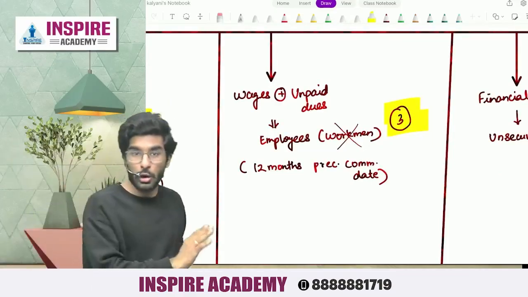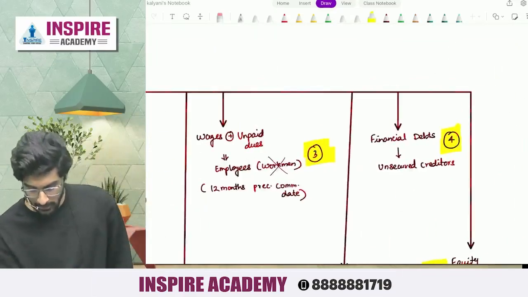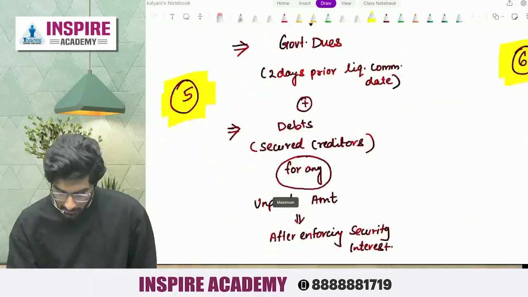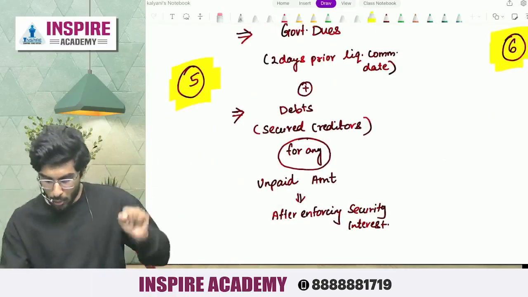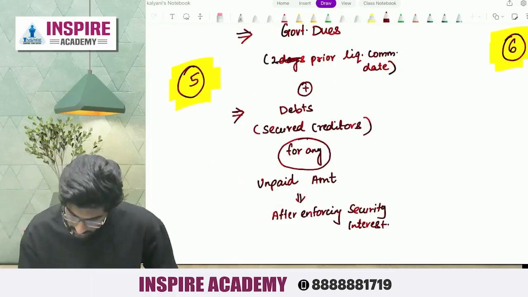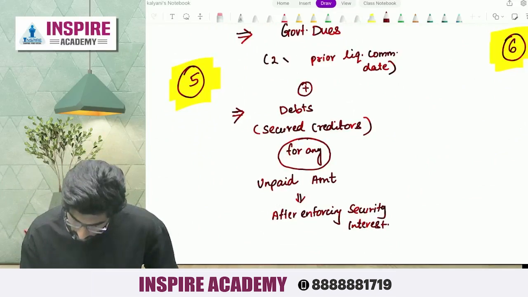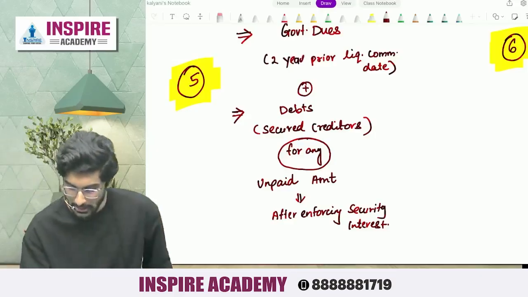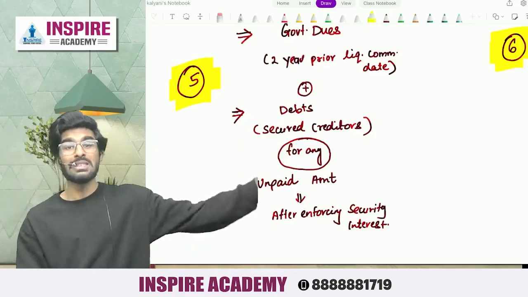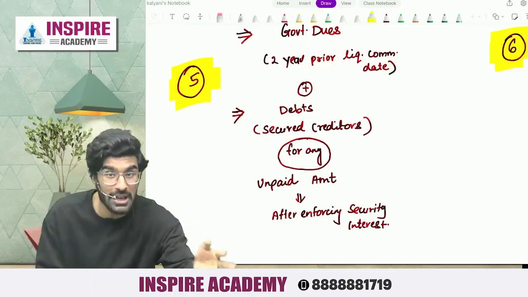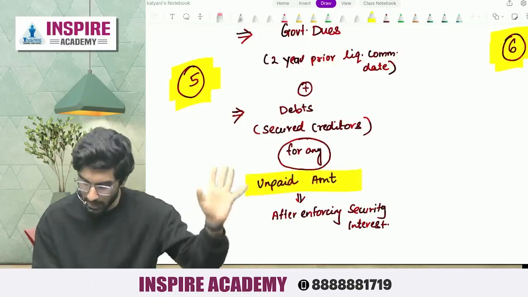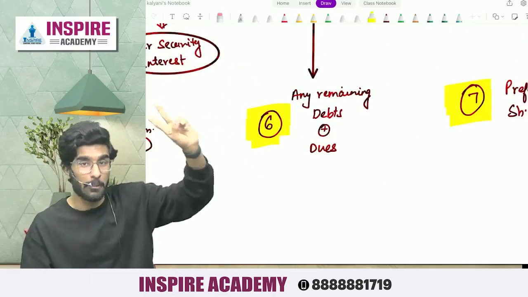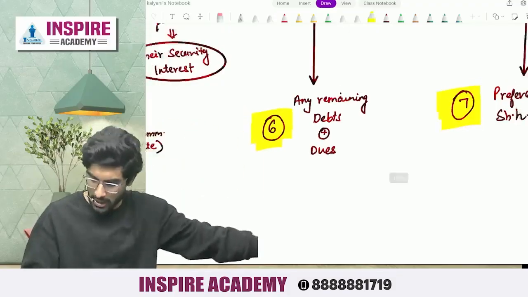Number two is done. Number three is then you will give a payment to wages and unpaid dues to employees of the last 12 months who are not workmen. Next is financial debts owed to unsecured creditors. And number 5 is people, government dues 2 years. It is 2 years prior to liquidation commencement date plus debts that is owed to secured creditor who have enforced their secured interest till they have got unpaid amount. Very easy. And last people, any remaining dues or debts after that, preference shareholders and then equity shareholders.